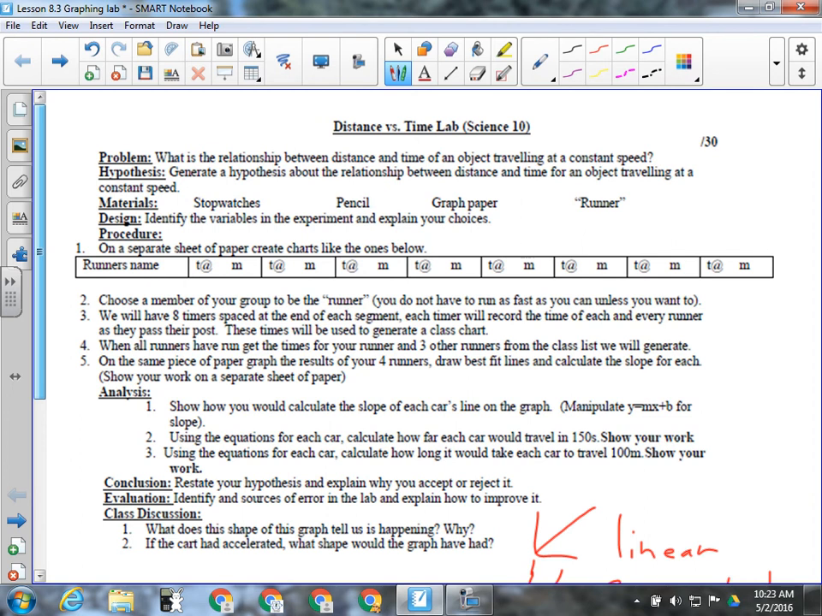We are going to mark the position of the carts every 5 seconds. We have chosen the time interval, every 5 seconds for a total of, I think, 40 seconds. We're going to measure the position of the cart at those time intervals. So where the cart is depends on how long we have allowed it to travel. Everybody follow there? Okay, so you need to identify the variables: manipulated, responding, and then the controlled variables.